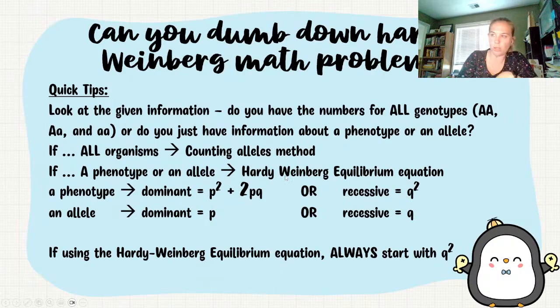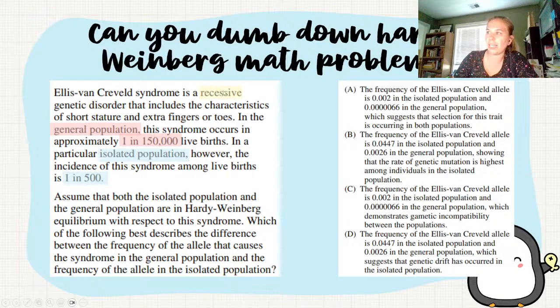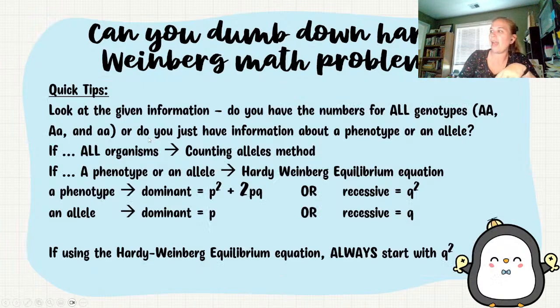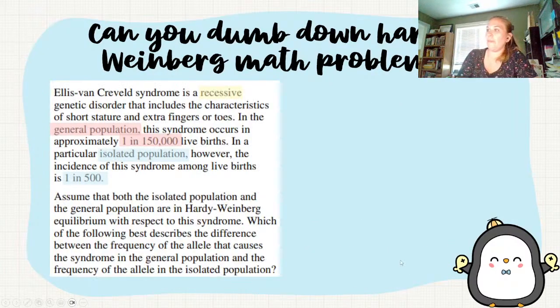Since I look back at the question, I see this is a recessive trait, and I have the value of 1 out of 150,000. That means I'm looking at my q squared, and I'm going to use the Hardy-Weinberg equilibrium. Again, I want to start with q squared, and that's really where we already are. So we're going to start with that, okay?